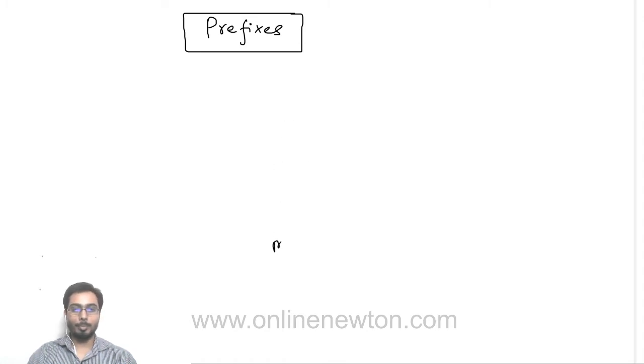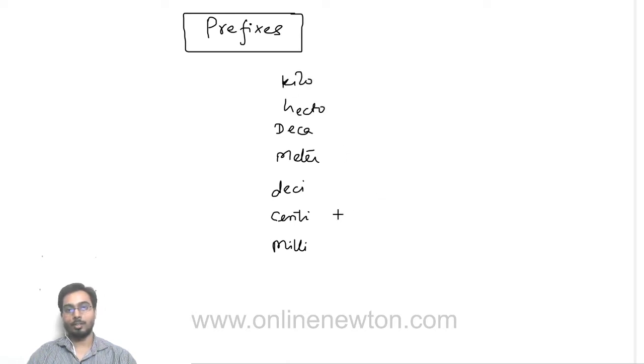So milli, centi, deci, meter, deca, hecto, kilometer. So I have framed a simple way to remember it. Milli, centi, deci, meter, deca, hecto, kilometer. It sounds good. Okay. So what happens?